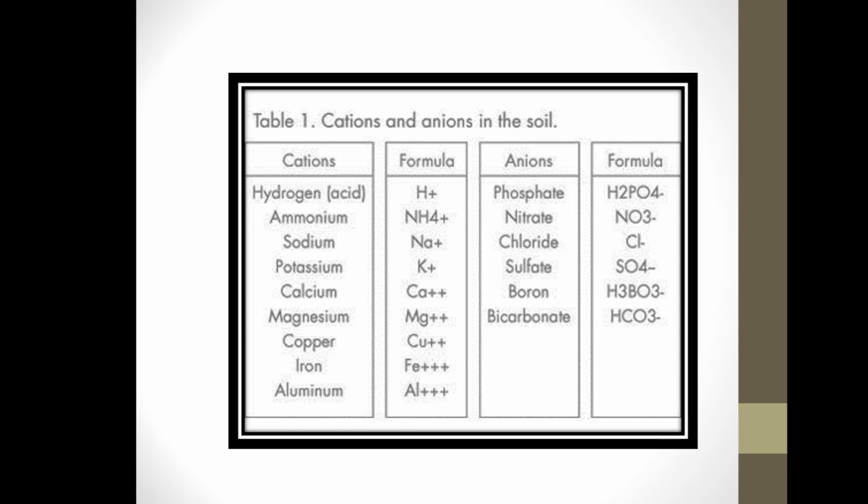So just so you can see what cations and anions in the soil might look like, ammonium is the form of nitrogen that would be taken up by the plant. Nitrate tends to leach because it's negatively charged and it will not adsorb onto the soil colloids.